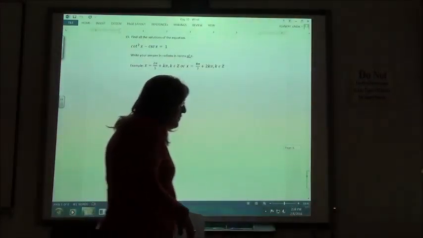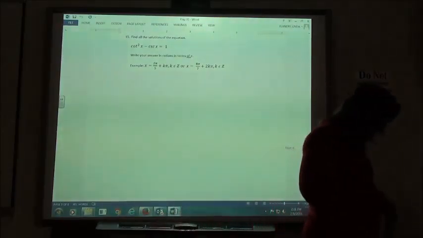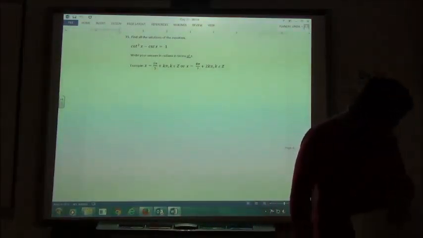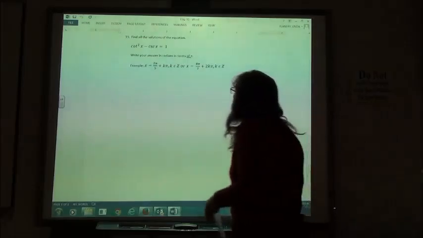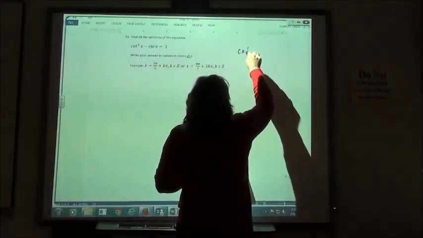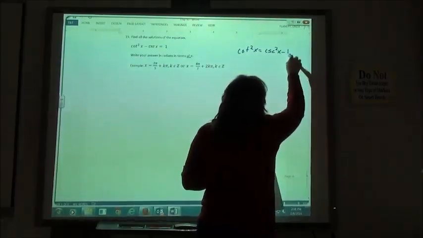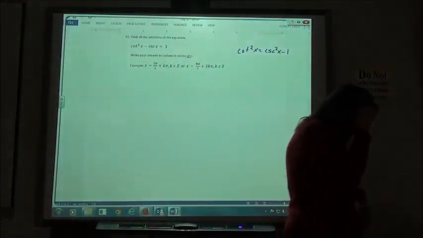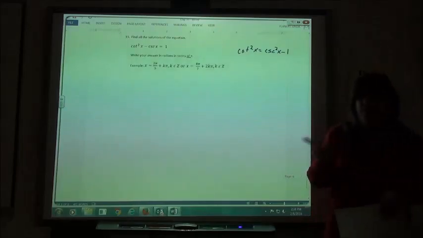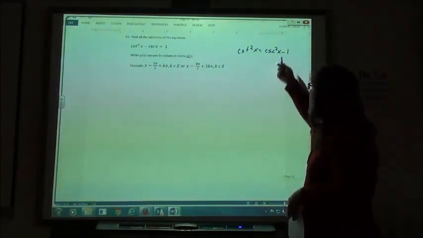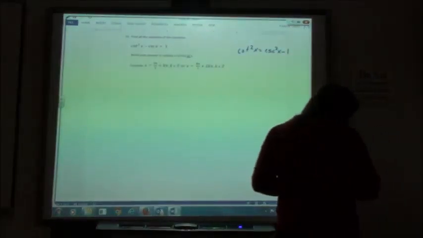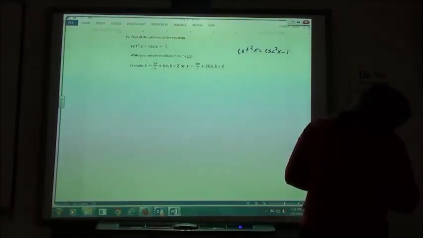All right, number 15. Now you notice we have a different one. We have cotangent squared. Our cotangent squared of x is equal to the cosecant squared of x minus 1. Again, that's one of your Pythagorean identities. So you can look up your Pythagorean identity. Cotangent squared of x equals the cosecant squared of x minus 1.